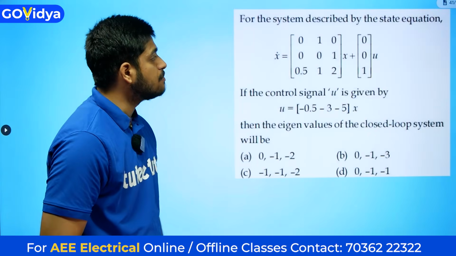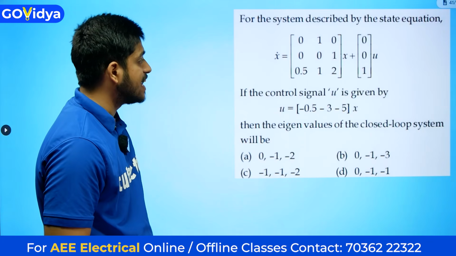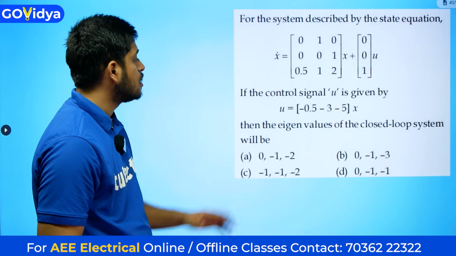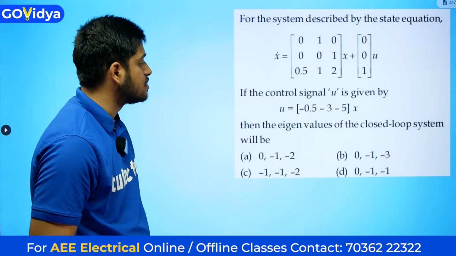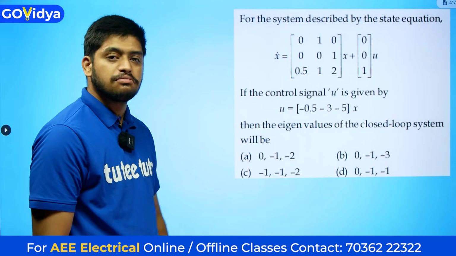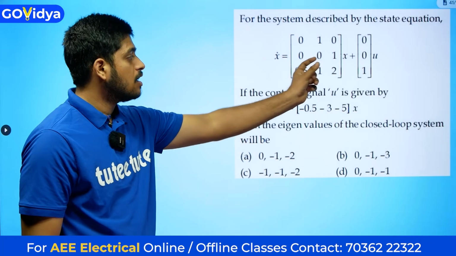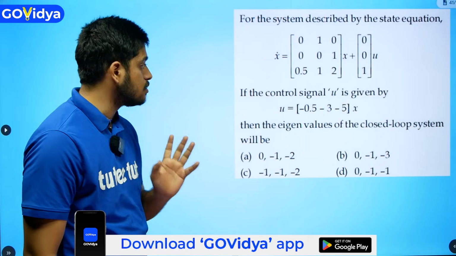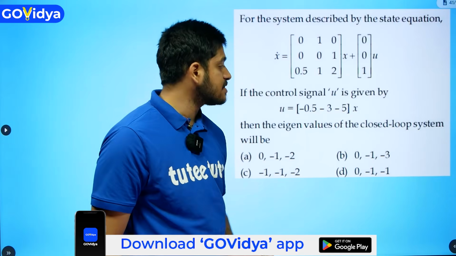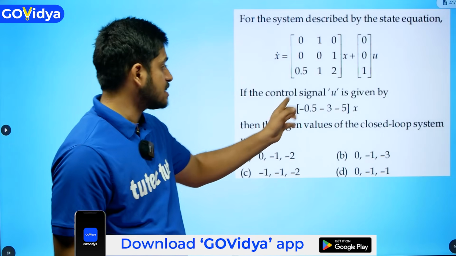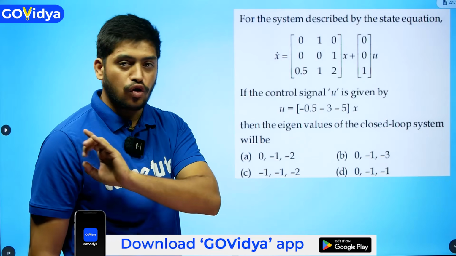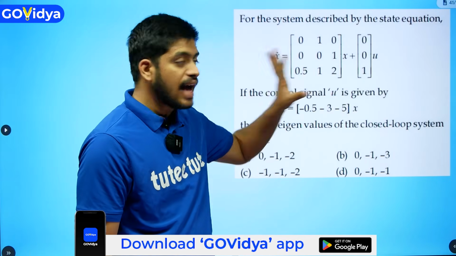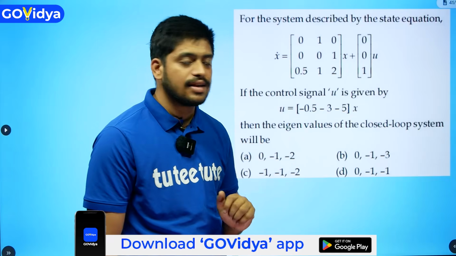So for the system described by the state equation, some state equation is given. Okay, A and B we can consider. If the control signal U is given by this, we need the eigenvalues of the system. We just need to find one matrix, and from that we need to take the eigenvalues. U is related here, so directly I'll first substitute, because X is the only term here. No Y or other term is included. So I'll put this U here and find the actual matrix, and for that matrix directly we'll find the eigenvalues.